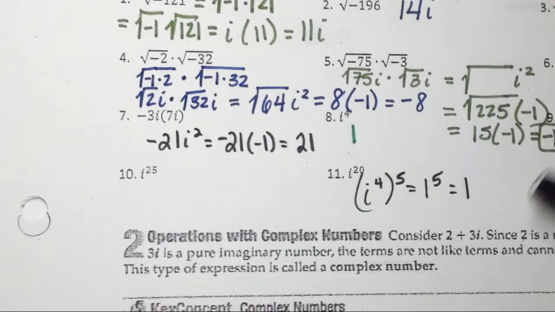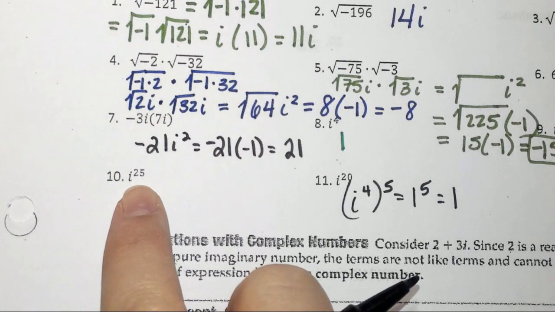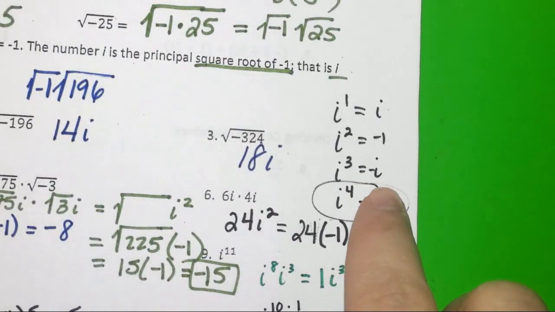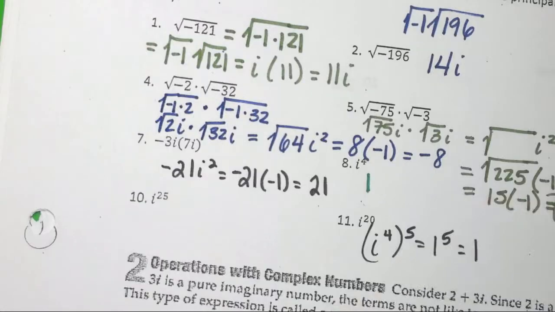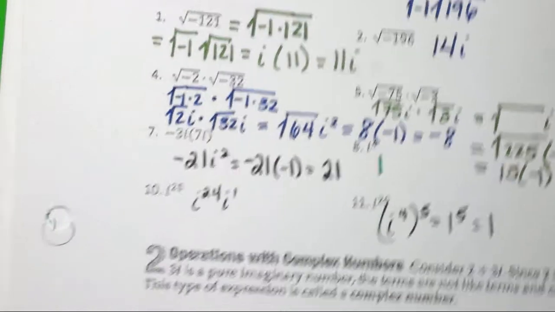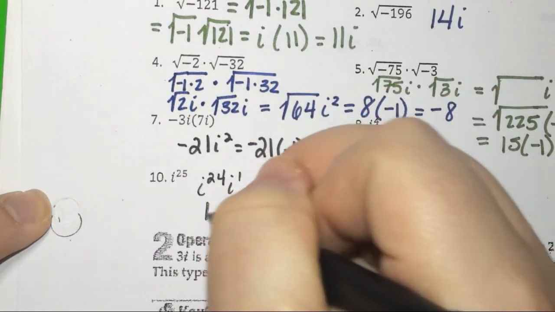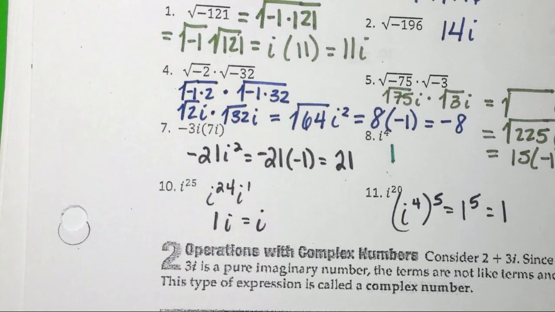Okay, number 10. Well, if it was 24, which is a multiple of 4, the answer would be 1. But it's 1 more than that. So again, in my mind, I'm like, 24 was here, so 25 is just going to be i. So I know the answer is i. But for those of us who need it, maybe like this: I know this one's 1, I know this one's i, so it ends up just being i. I'm telling you, I love stuff with imaginary numbers.